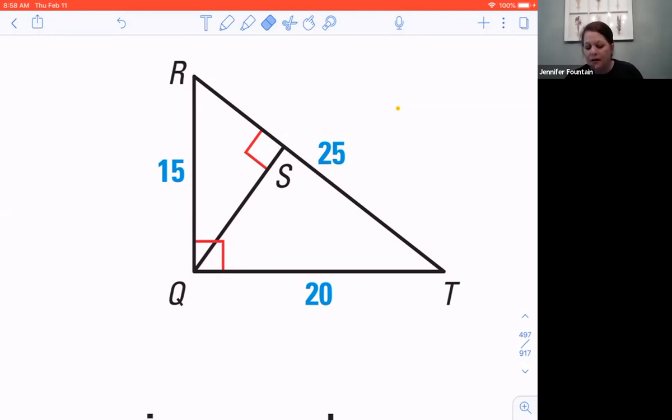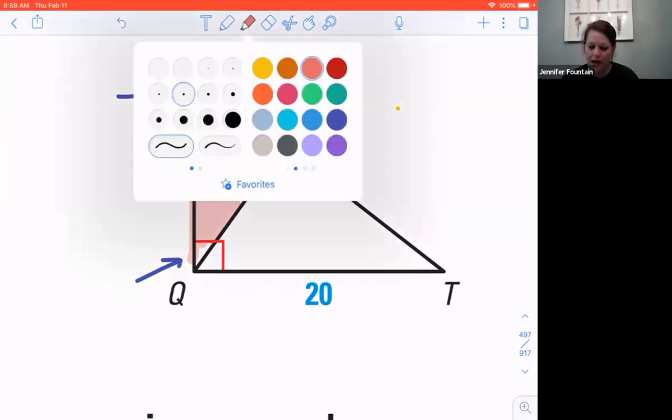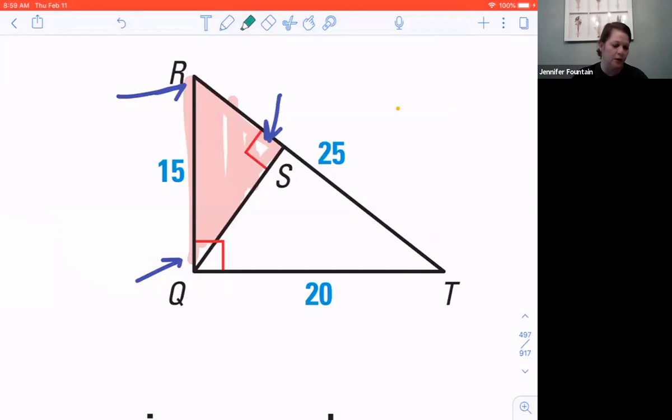So think about if I am using triangle RSQ. That's going to be this triangle right here. I've got to think about what information I know from this triangle. I can see that I have a right angle here. And then I've got two angles here that I do not know the measures of. But notice that when I look at my bigger triangle that I'm having to compare it to, RQT, that means now I am here.